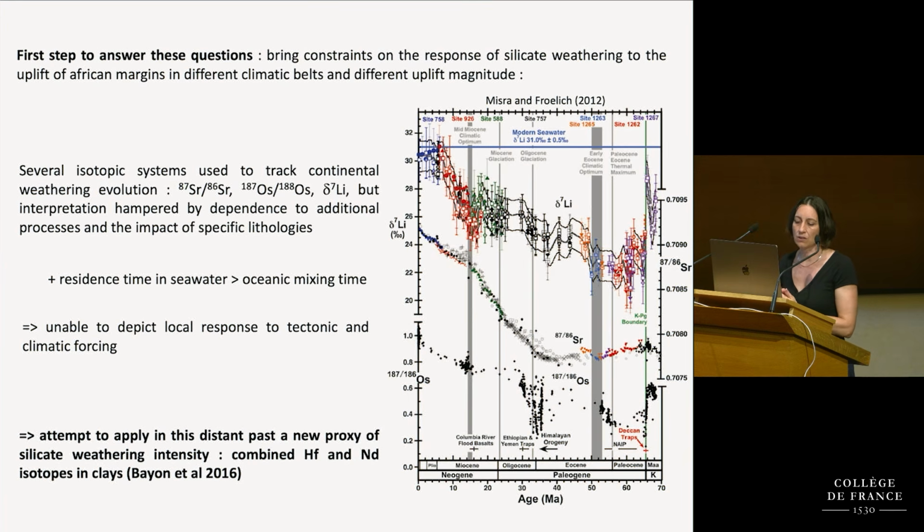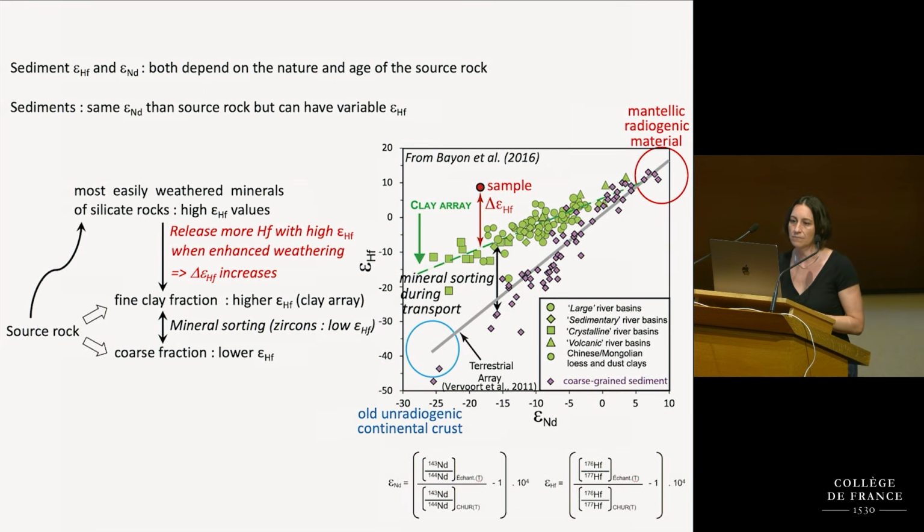So what we have done is attempting to apply for this distant past a new proxy of silicate weathering intensity that has been developed by Bayon and co-authors in modern environments, and that combines the isotopic composition of hafnium and neodymium isotopes in clays. The hafnium and neodymium isotope composition in samples is represented by the epsilon neodymium and hafnium here, that represents the deviation of the isotopic composition of the sample toward that of the chondritic uniform reservoir.